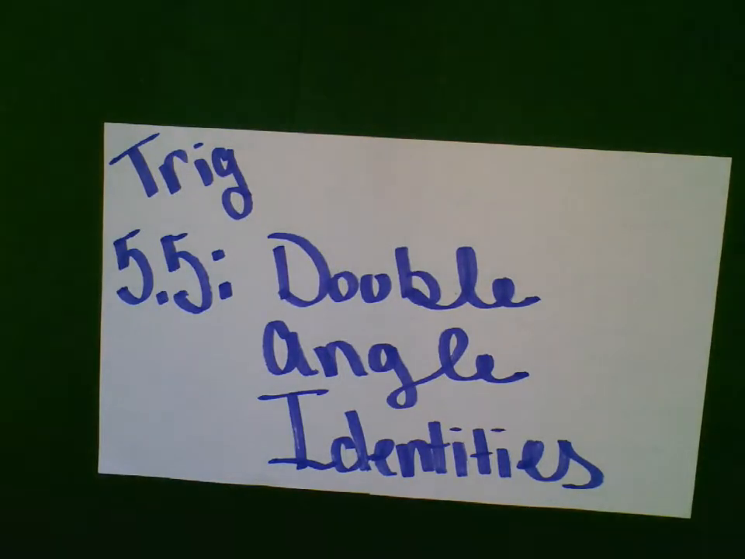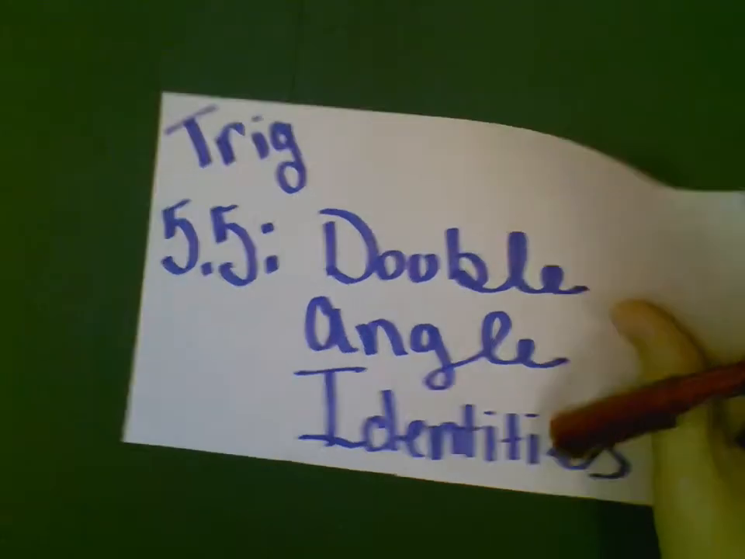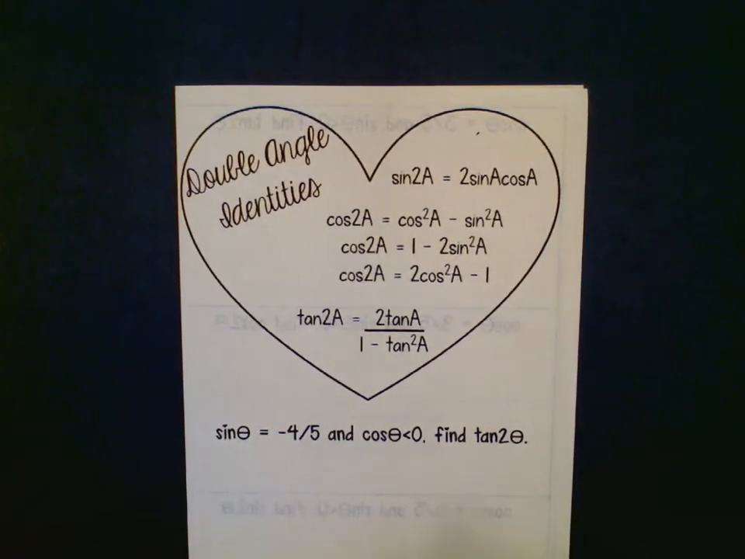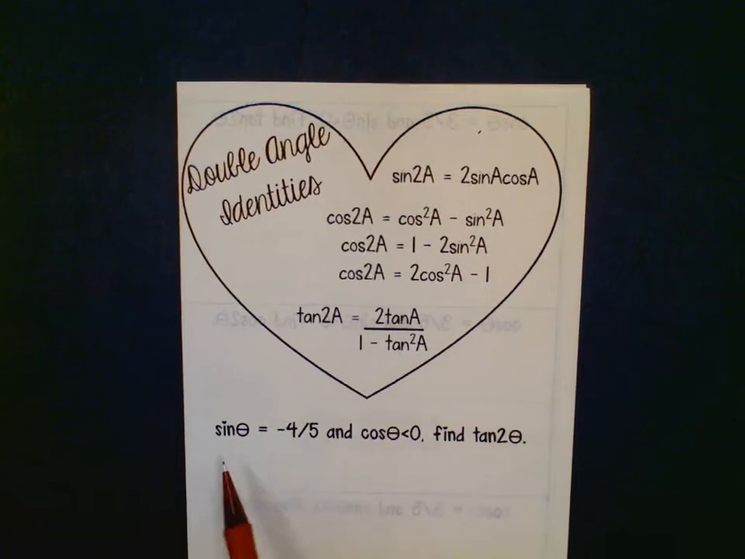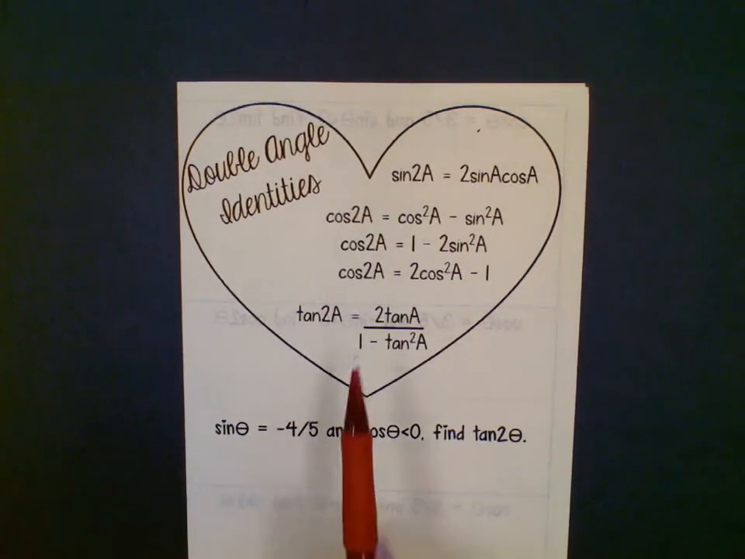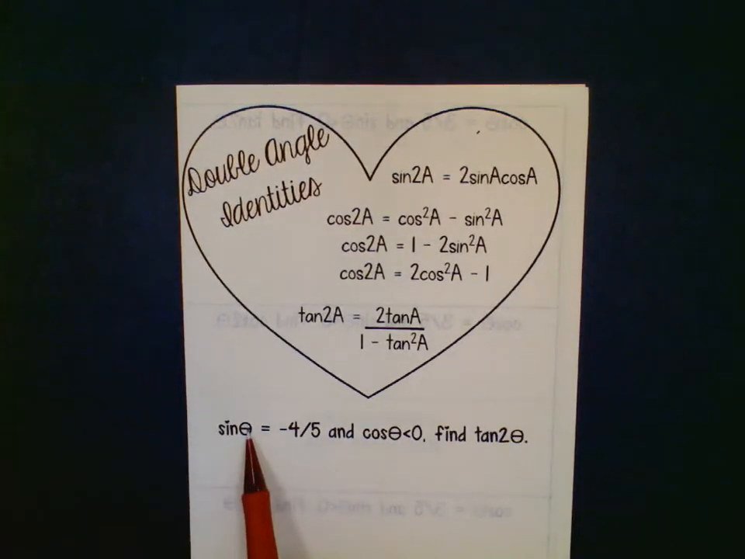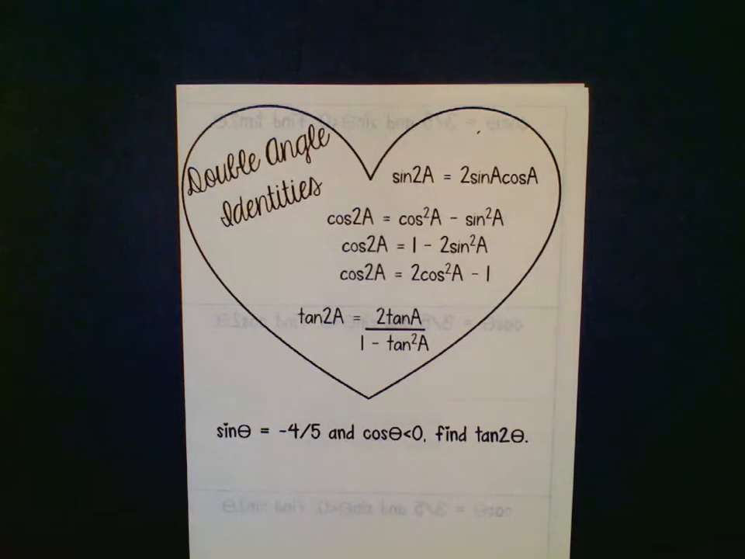Hi everyone. In this lesson we're going to be learning about the double angle identities. Those are printed at the top of your foldable. What these identities do is, if we know the sine of theta, these formulas tell us what the sine of twice that angle measure is. So basically, if we knew the sine of 30, this would give us the value of the sine of 60.